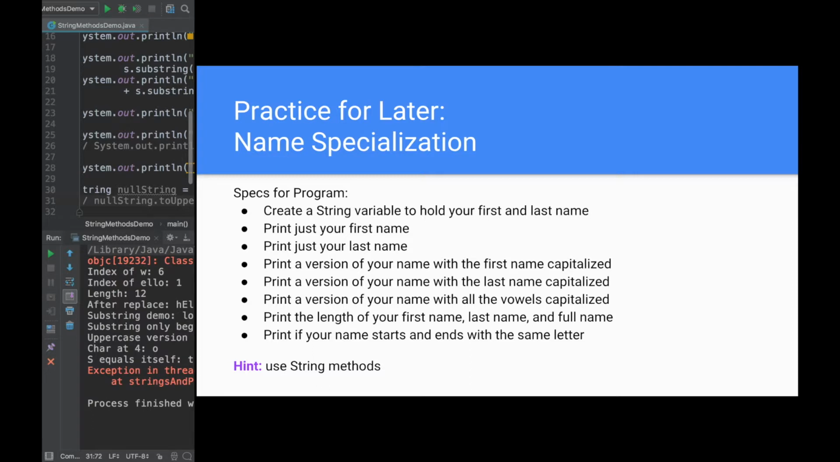Print a version of your name with the first name capitalized, a version of your name with the last name capitalized, a version of your name with all the vowels capitalized, and then print the length of your first name, last name, and full name, and then print if your name starts and ends with the same letter.